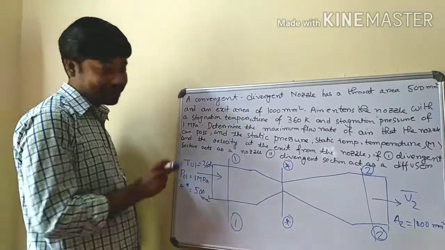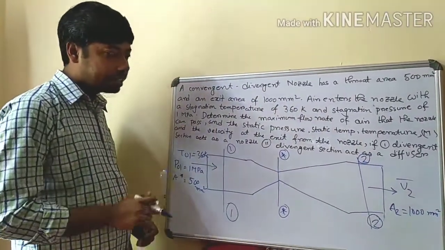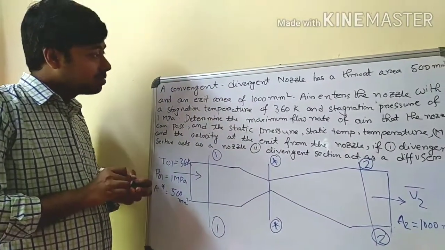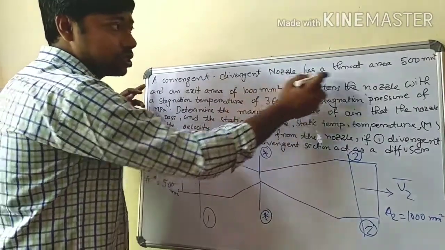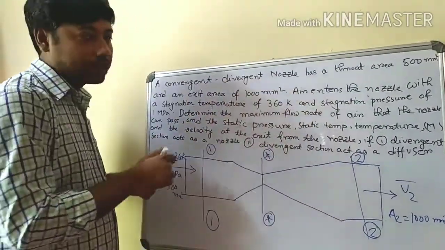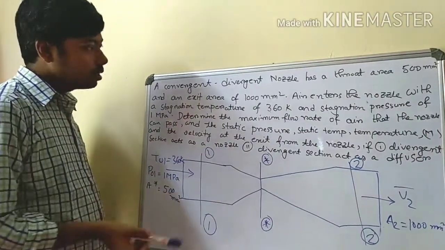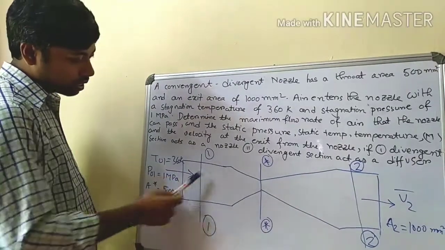If the condition is given that the convergent section acts as a nozzle and the divergent section acts as a diffuser. So in this problem, what is given? Basically a nozzle, which is a convergent divergent section. And the throat area is given as 500 millimeter square. You know that the convergent divergent section looks like this one.